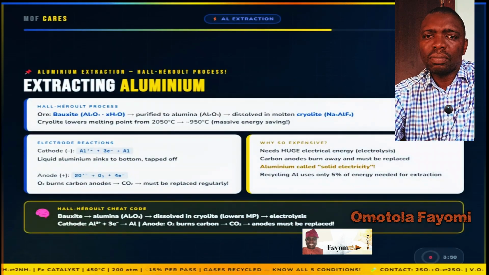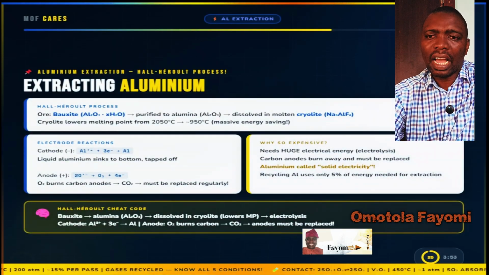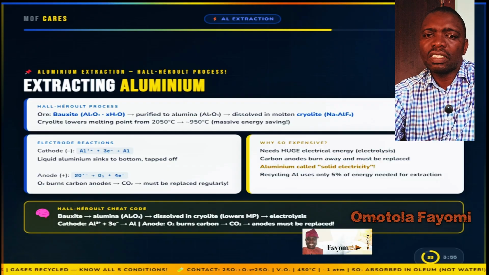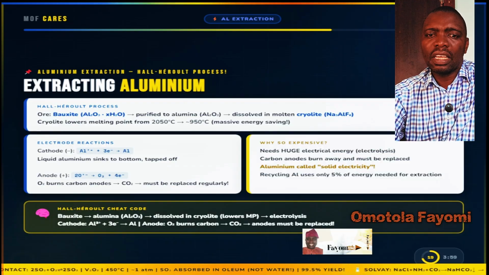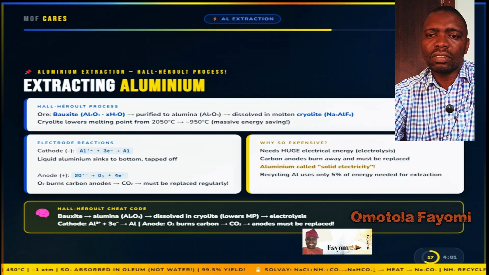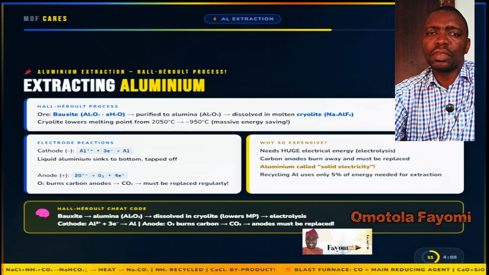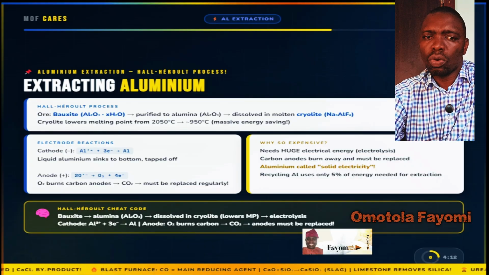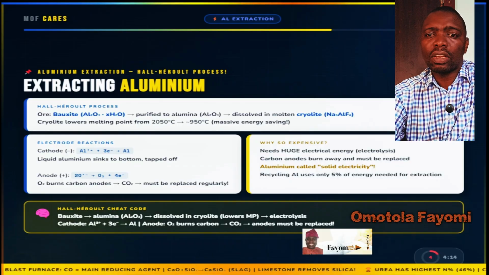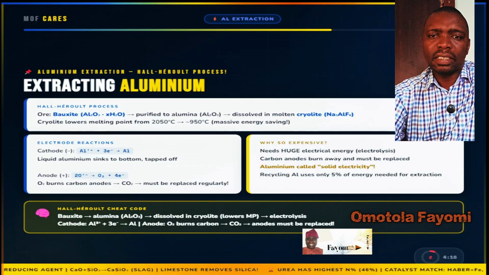Now, aluminum cannot be extracted by chemical reduction like iron in the blast furnace because it is too reactive and too high in the electrochemical series. Instead, it requires electrolysis. That's the Hall-Héroult process. The ore is bauxite, hydrated aluminum oxide. That's Al2O3.xH2O. The ore is first purified to alumina, Al2O3, by the Bayer process.